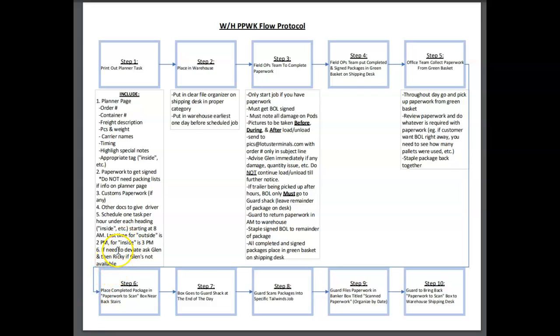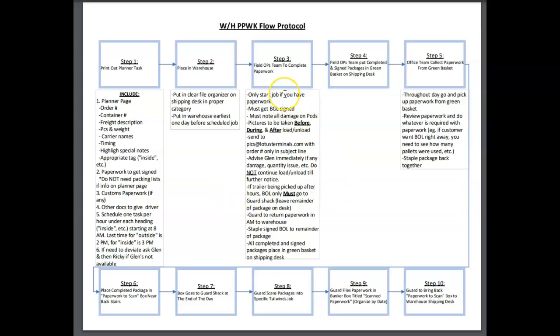Okay, once that's done, step two is we want to place it in the warehouse. Thomas is our first point of contact in the warehouse. He has a desk down in the warehouse, and there's a clear file organizer there, and it's organized into outside, inside, and hand bomb. Just put it in the correct slot. Okay, maximum put it in the warehouse 1 day before the scheduled job.